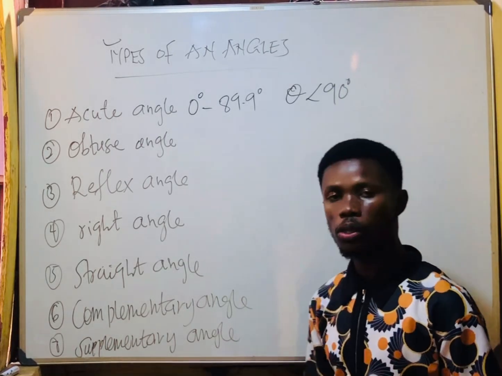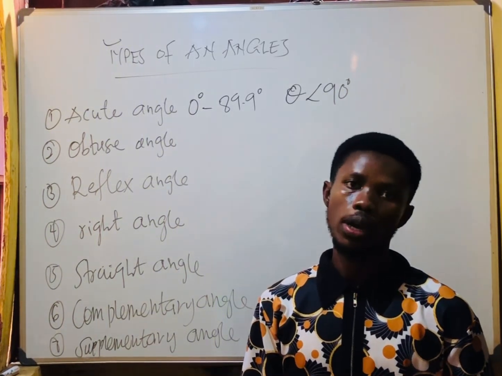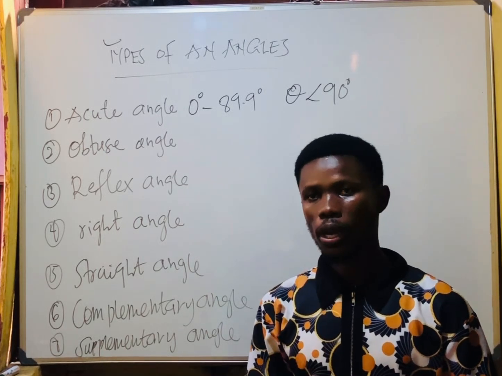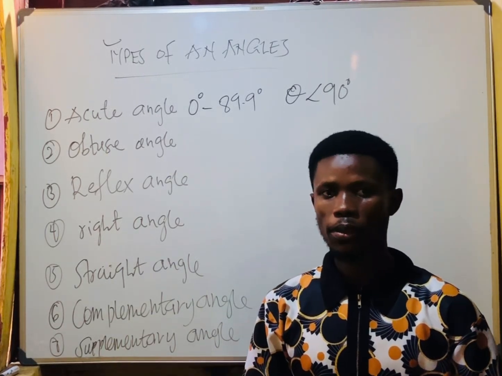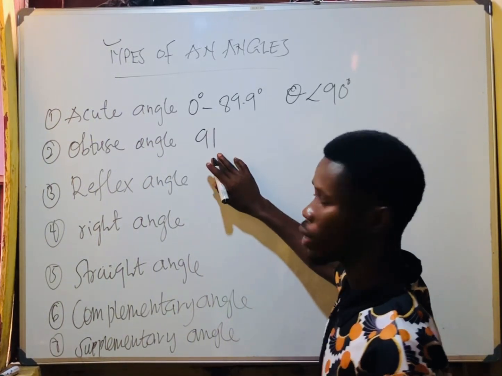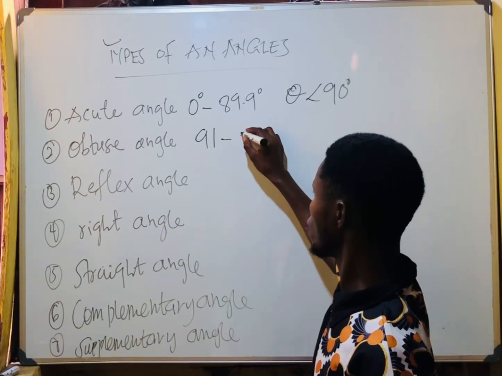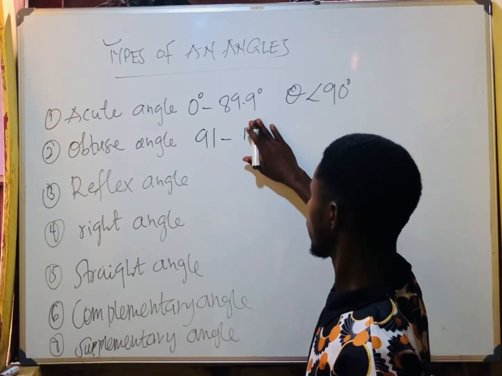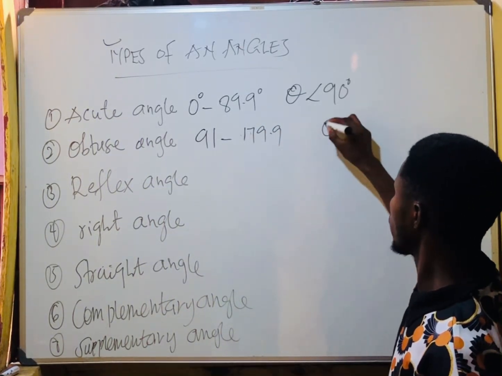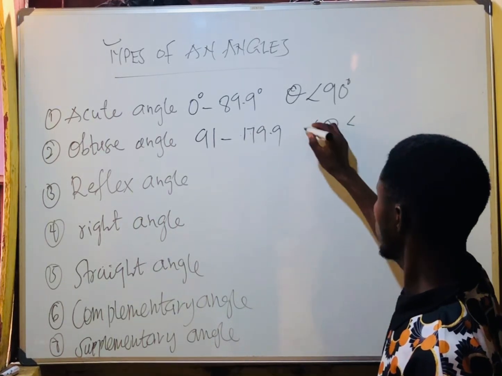Now let's look at an obtuse angle. Unlike the acute angle that is less than 90 degrees, an obtuse angle is greater than 90 degrees, but less than 180 degrees. So for the obtuse, it's greater than 90 degrees, from like 91 to, let's say, 179.9. Is that okay? So if theta is the angle, we are saying that this is how it goes.